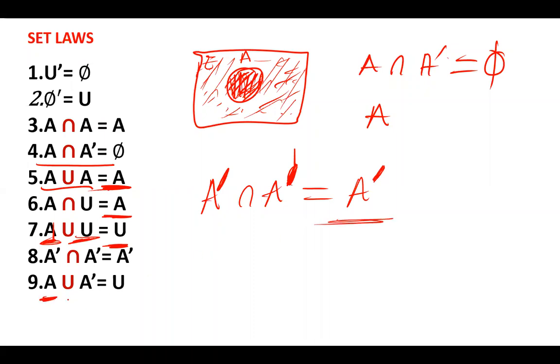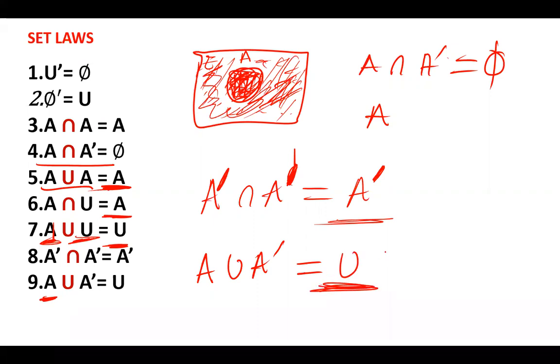So we move on to the last part, which is A union A complement. So A union A complement, you're simply listing what is inside A and combining it with what is outside A. So when you combine what is outside A and what is inside A, the answer that you get is simply the universal set. Yeah, so these are some of the basic important laws that you need to know and understand about sets.